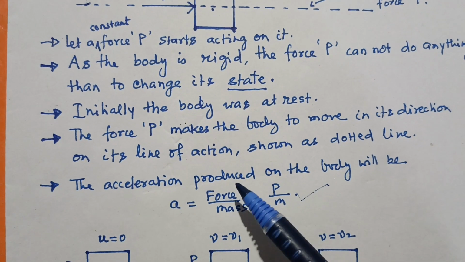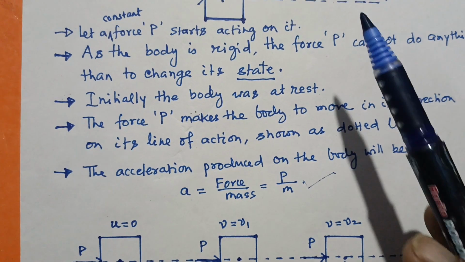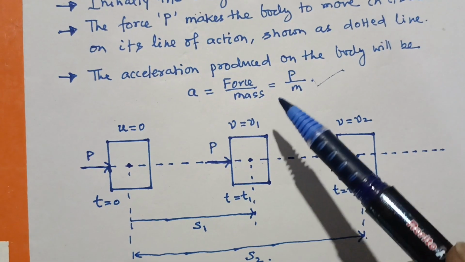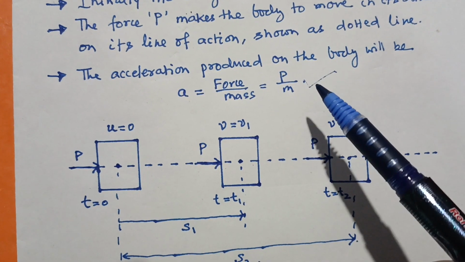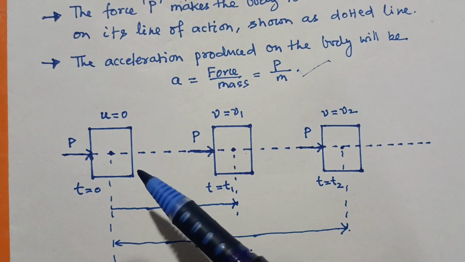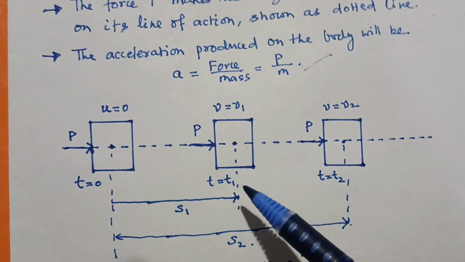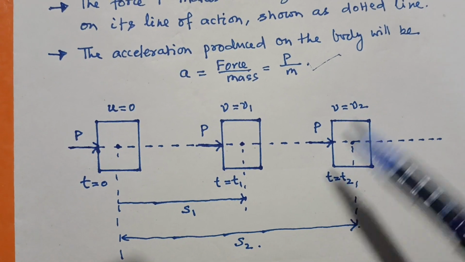Right now the acceleration produced on the body will be a equal to force by mass. We know acceleration equals the force acting on the body divided by its mass. So a equals P by m. Now, as we know the acceleration produced on the body, with the help of this we can find out the velocity of the body at some other time, t equal to t1 and t equal to t2.